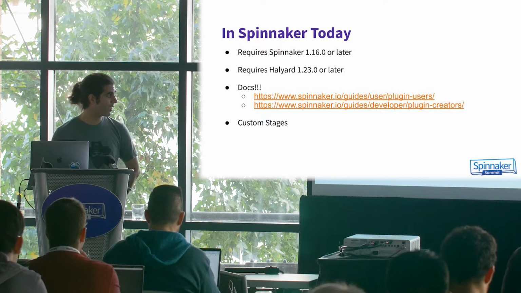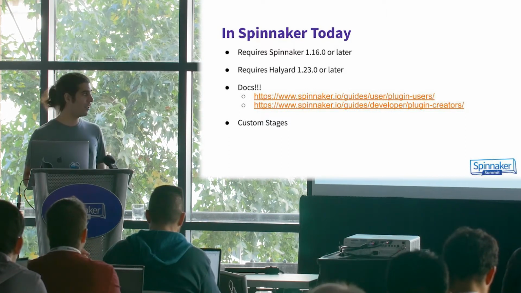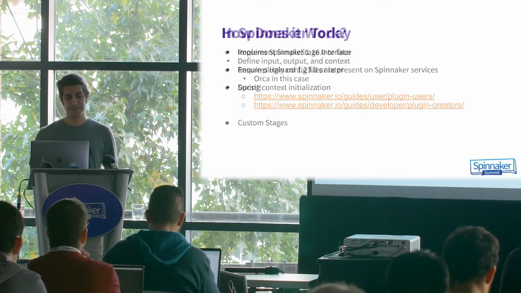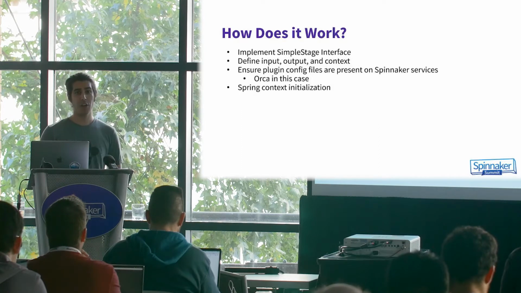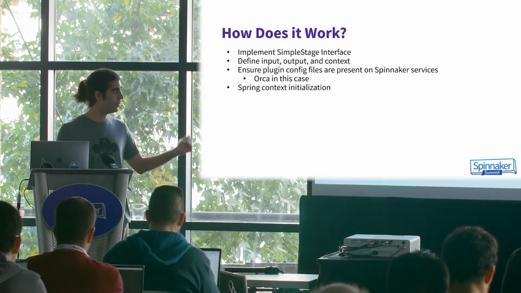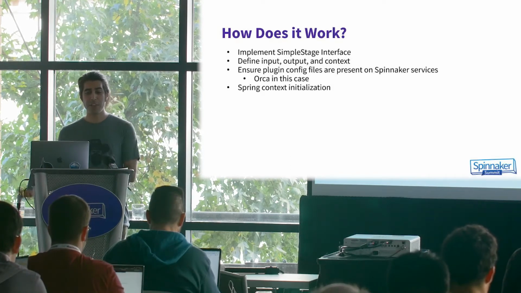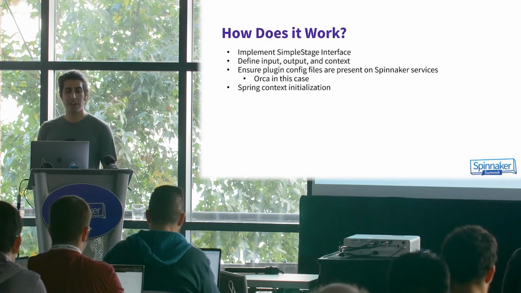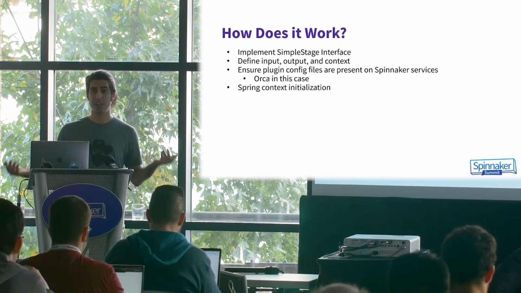As we've been talking or alluding to, I guess, the first iteration has been on custom stages. So how does it work? Again, a plugin needs to create a simple stage. It needs to implement the simple stage interface. So you need to define the input, output, and context for the stage so that you can hook in with the rest of Spinnaker.